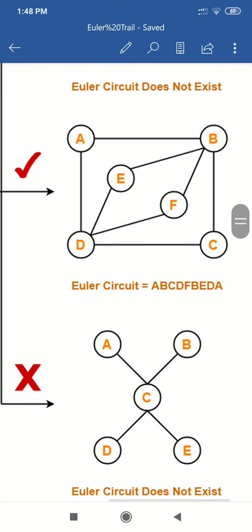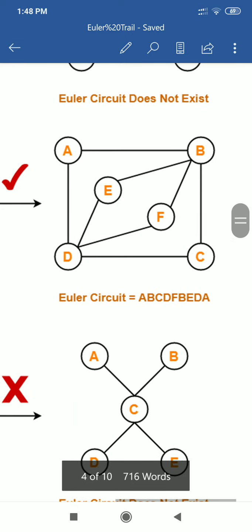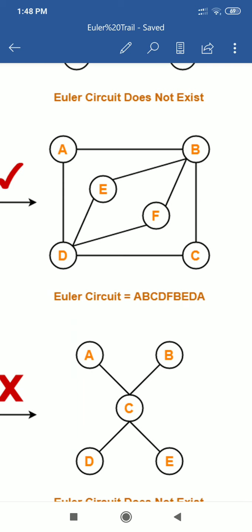Now look at the second picture. Here you can find an Euler circuit. Sorry, I misled you. You can start from A to B, B to C, C to D, D to F, F to B, B to E, E to D, and D to A. So this is a complete Euler circuit, because this circuit contains all the edges. Is it clear?